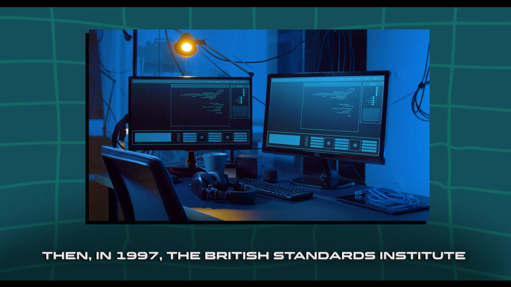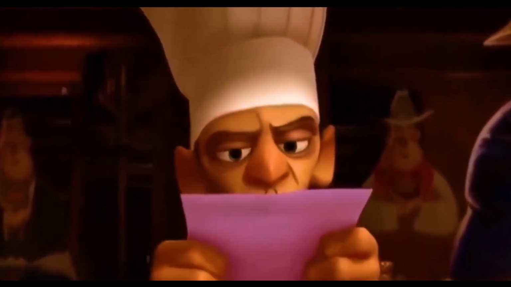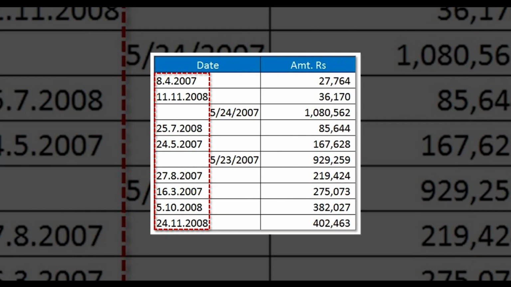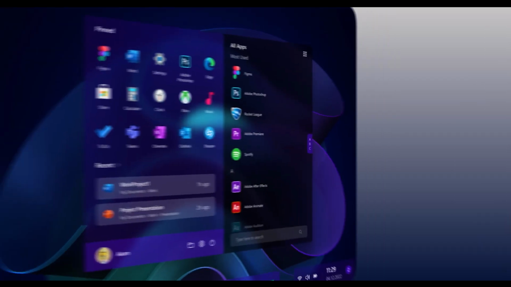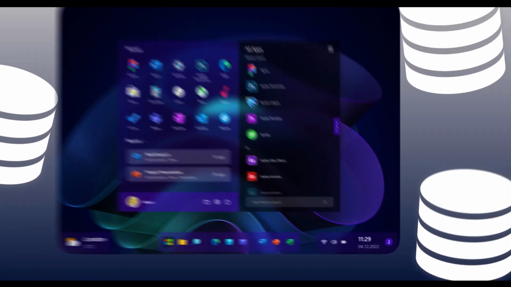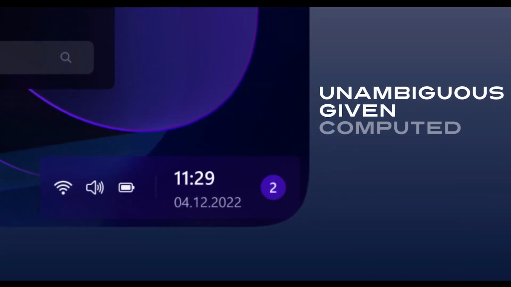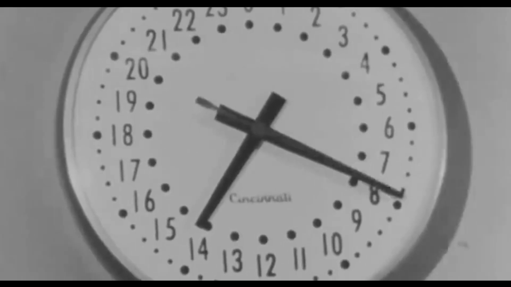Then, in 1997, the British Standards Institute developed a standard defining 4 rules for year 2000 compliance requirements. No valid date will cause interruptions in service. During and after the year 2000, date-based functionality must behave consistently for dates before the year 2000. In all interfaces and all repositories, the century must be unambiguous, either given or computed by an algorithm. The year 2000 should be recognized as a leap year.